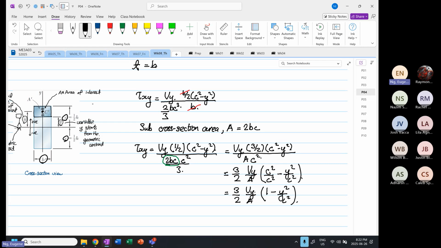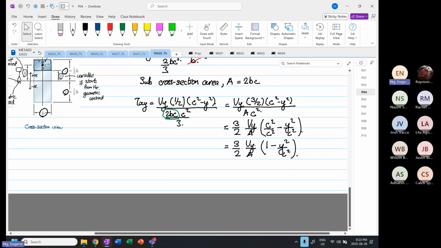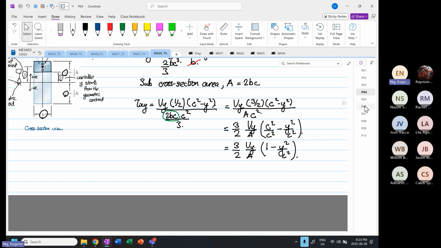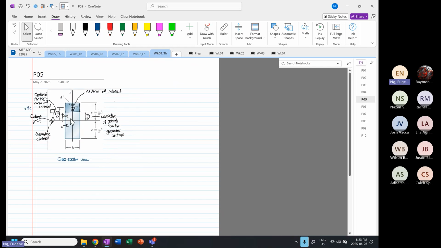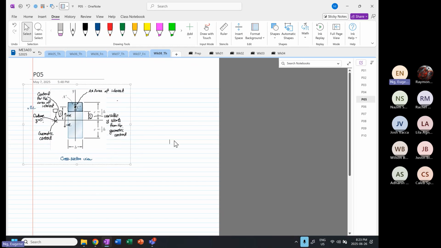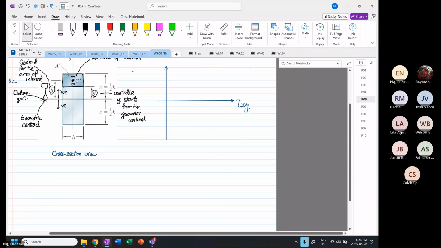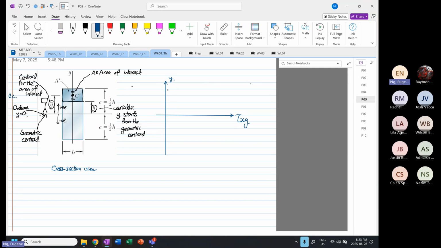Now we can look at it. It's pretty straightforward. So when we have derived this, if we were to look at this profile now, and if we were to declare this line over here, this is our shear xy. And then this is our y. So what we come up with is this expression over here.